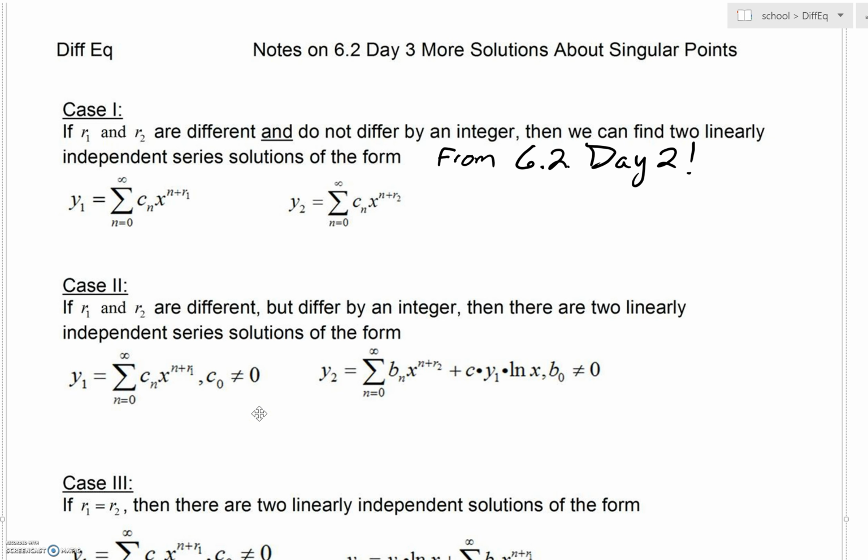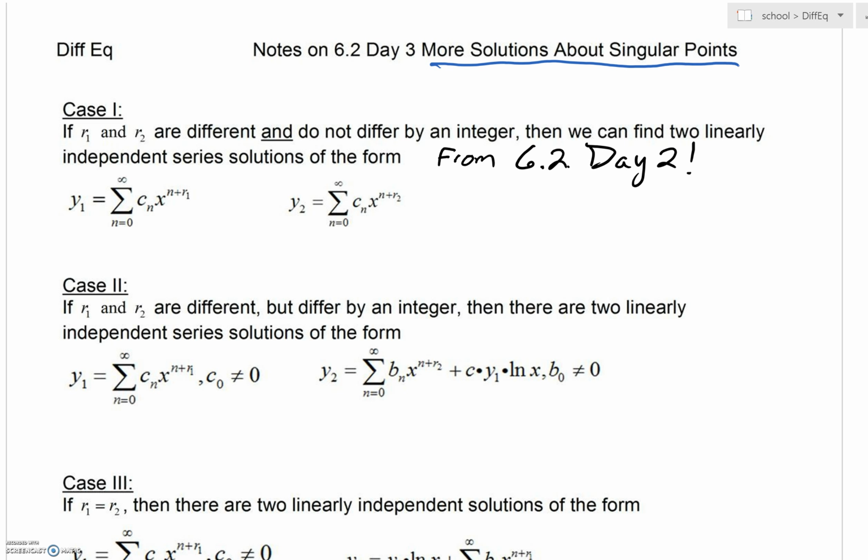Okay, differential equations. We've got our last lesson of chapter 6. Very exciting to see that. 6.2, we've got day 3. We're going to have more solutions about singular points.